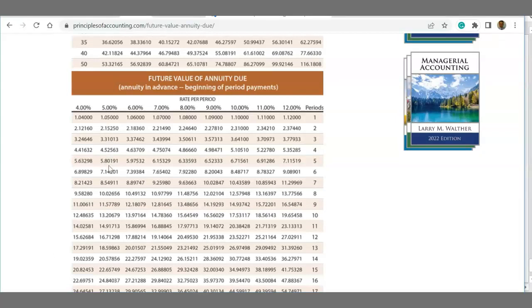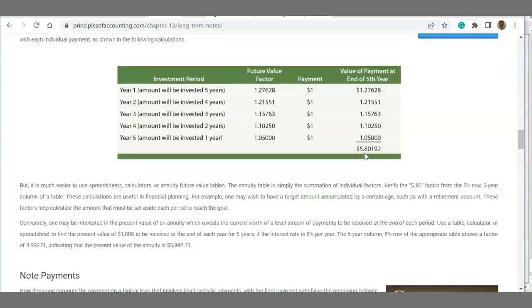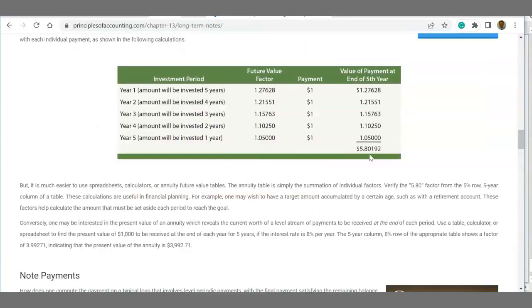It is 5.80191. Just pick up that number, that factor, and then multiply that with $1. And the answer will become 5.80192. So instead of doing this 5 times forever, I do it in 10 seconds. $1 times that factor, N5, I5, and I will get the same answer. You see how much easier it might be?